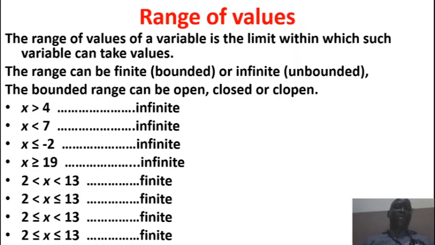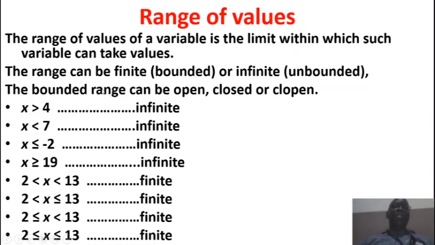Range of values. We say the range of values of a variable is the limit within which such variable can take values. The range can be finite or infinite. Finite means something that is limited. Infinite means something that is unlimited. Mathematically, a finite range is called a bounded range. But infinite range is called unbounded range.